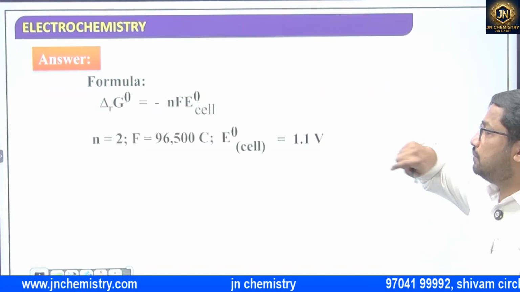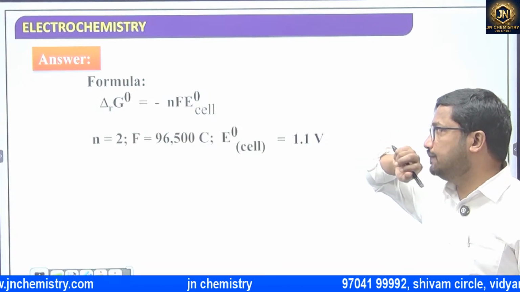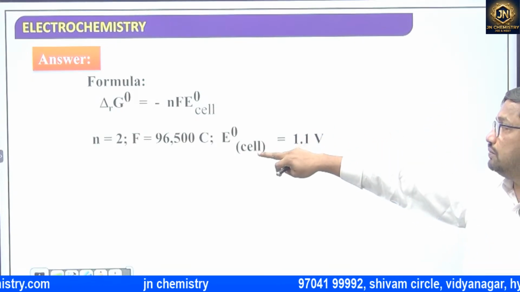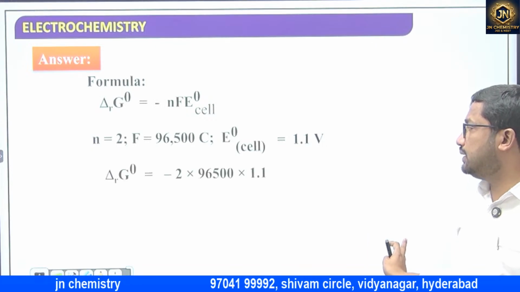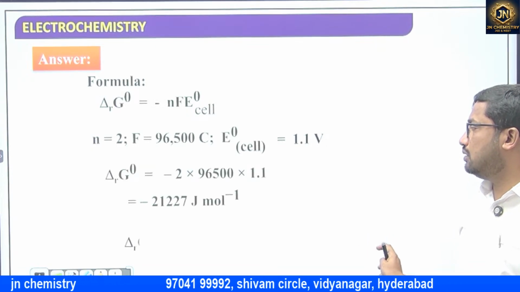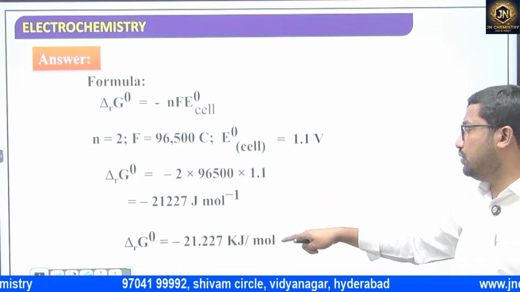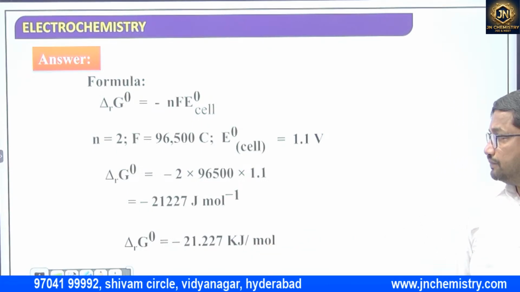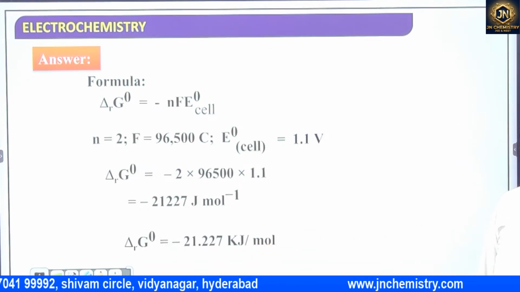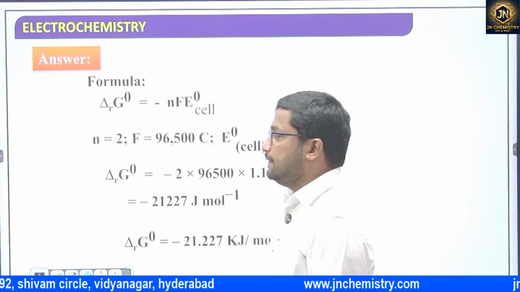Delta G naught is equal to minus nF E naught cell, n is the number of electrons transferred, F is the Faraday constant, simple, right? Substitute it. So joules per mole, in kilojoules it is minus 212.27. Okay, just copy it.